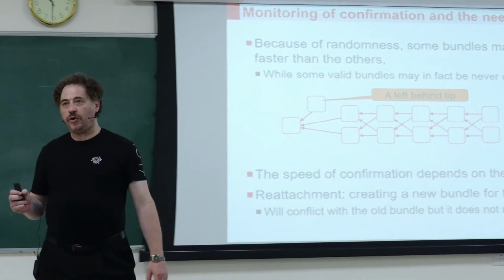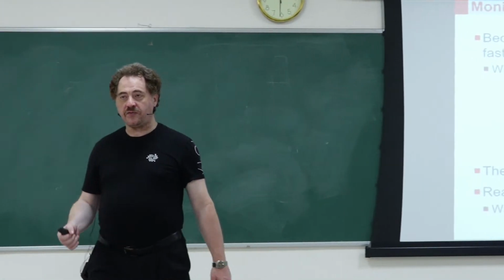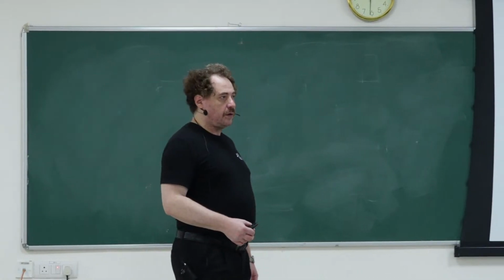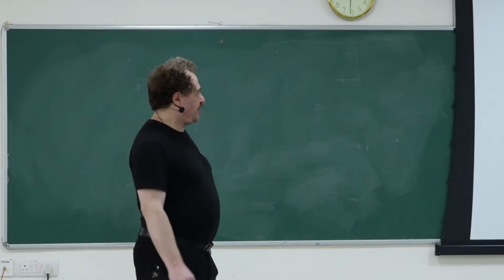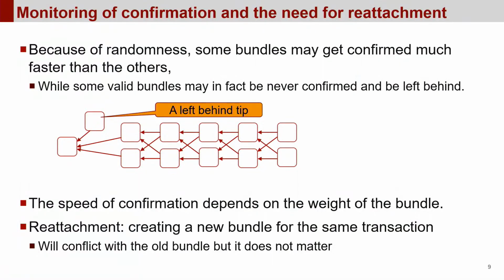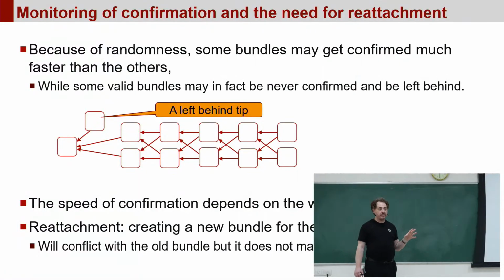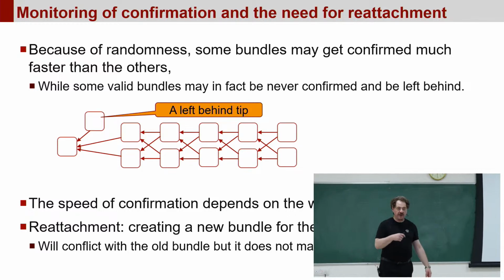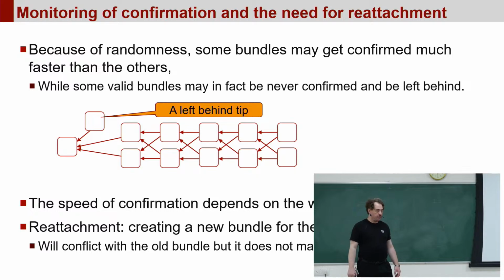Okay, so what happens in the case of double spending? And not only in the case of double spending. So some bundles are getting confirmed. Because of randomness, some bundles may get confirmed much faster than the others, while some valid bundles may in fact be never confirmed and be left behind in IOTA terminology.